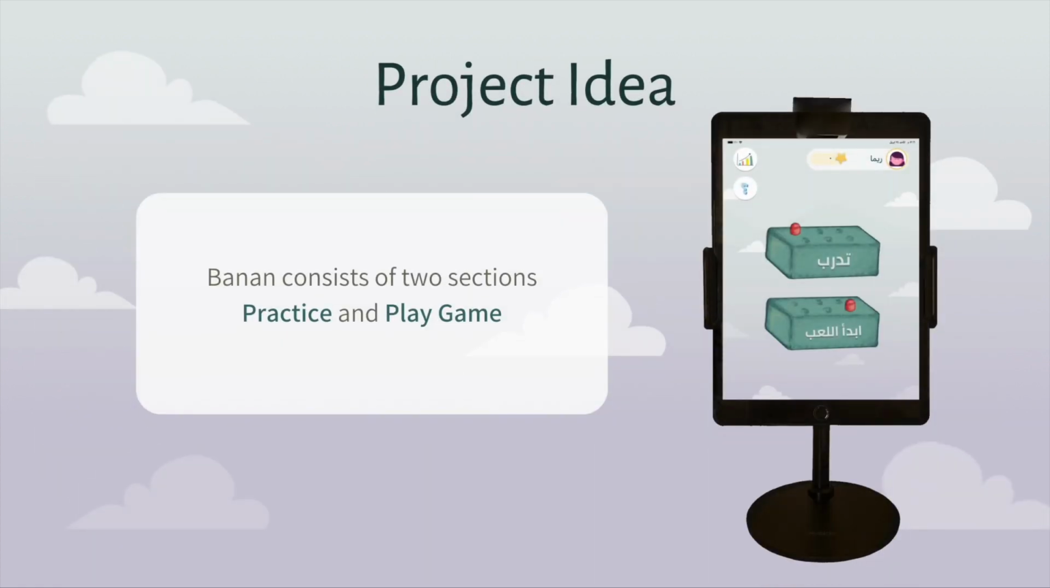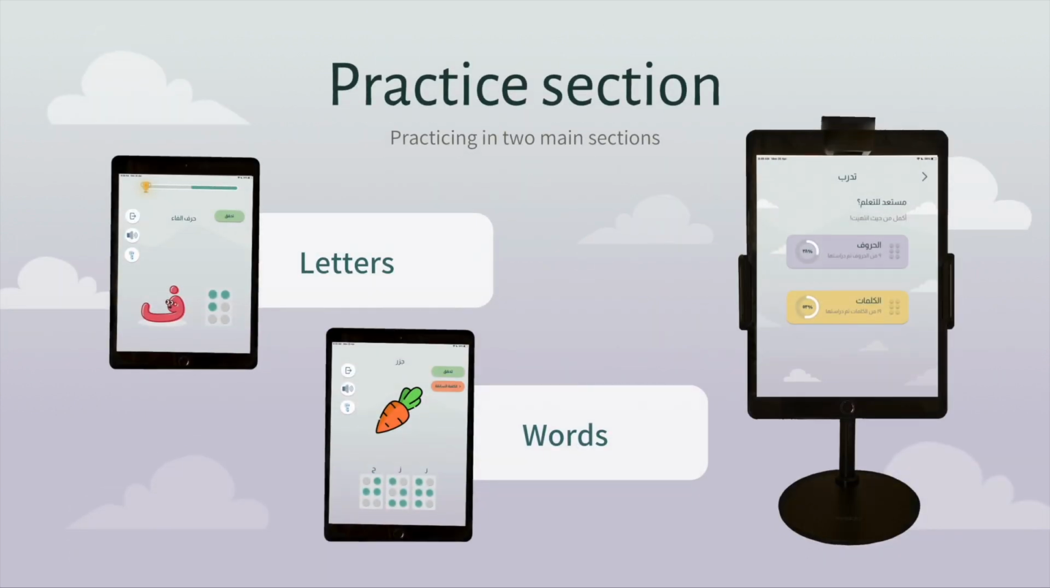Banan consists of two sections, practice and play game. The learner can practice in two main sections, letters and words. Each of them consists of levels or categories.